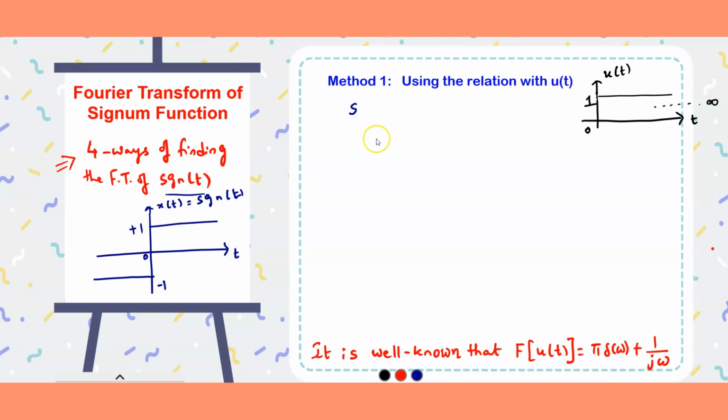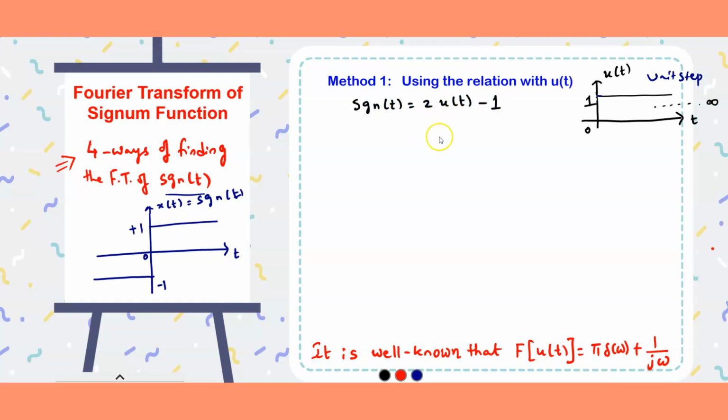So you know what is u of t. U of t is this unit step signal which looks like this. Till 0 nothing is happening, and at 0 suddenly the amplitude becomes 1, and the amplitude is constantly staying at 1 till infinite time. So that is the u of t definition. Now the relation of the signum of t with the u of t is something like this. Signum of t is given as 2 into u of t minus 1.